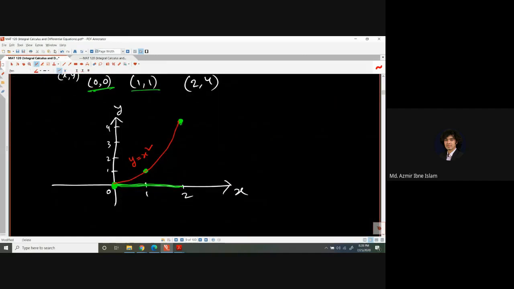So let's draw the bounds. At first, x equal to 0 is this line. That means it is acting as the lower bound, and x equal to 2 is the upper bound. Now what we can say is, we are finding the area under this function y equal to x squared above the x-axis from x equal to 0 to x equal to 2, and the area will be this one.